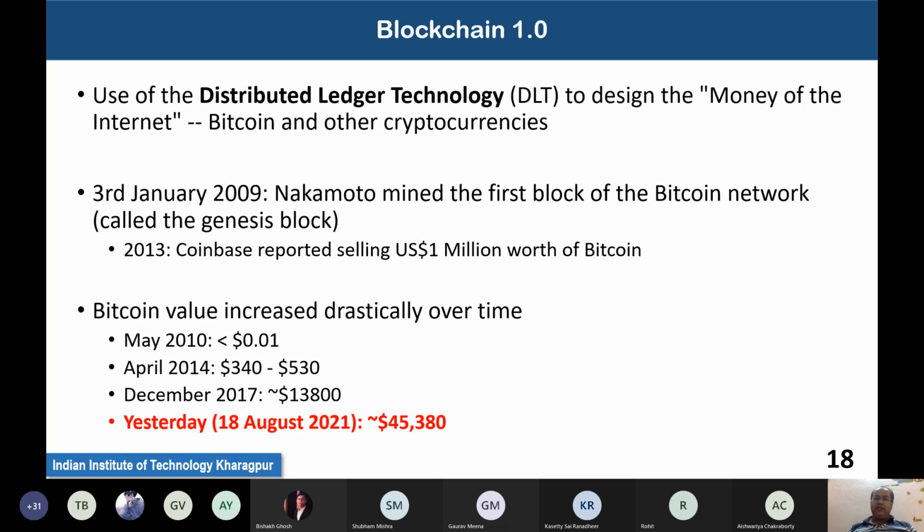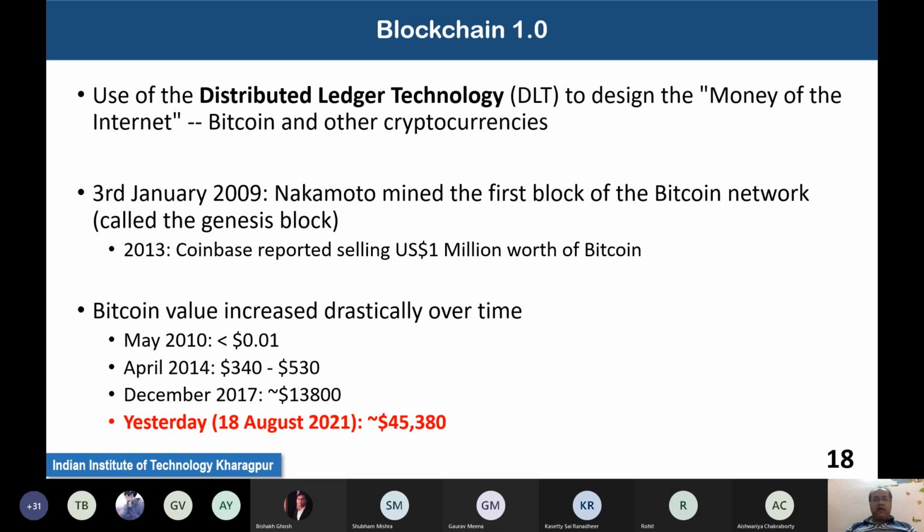The terminology blockchain became popular after Bitcoin became popular, and at the same time people started to deploy different kinds of interesting applications on top of Bitcoin. So people gradually moved out of this cryptocurrency-based concept and tried to think of utilizing the distributed ledger technology for different purposes.